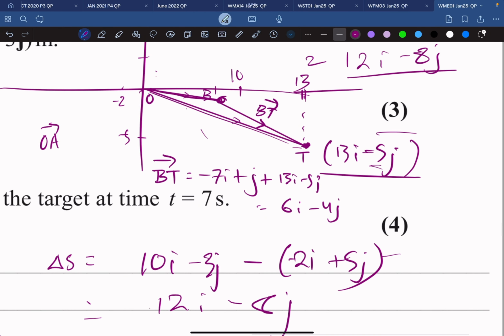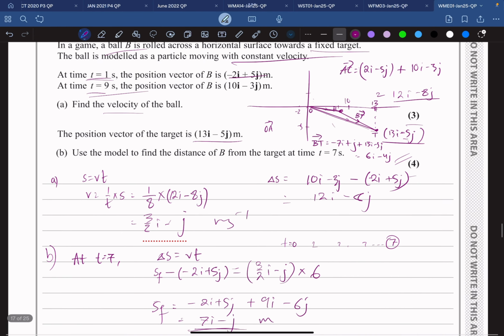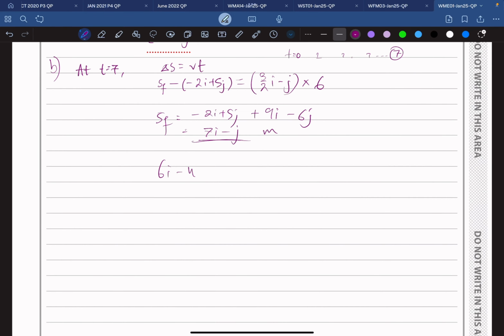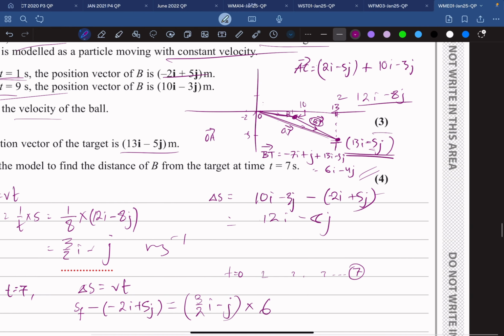Is that right? Again, if I've made any mistakes so far, please feel free to comment down below. 13, okay, 1 minus 5, yeah, that's right. So we're concerned about 6i minus 4j. This is the position vector relative to one another. Specifically, this is the position vector of T relative to B, okay? That is what BT implies. You know how we say that the position vector of T relative to the origin is this? That is essentially OT. That is what OT means, okay? So that's what BT means with the same analogy.